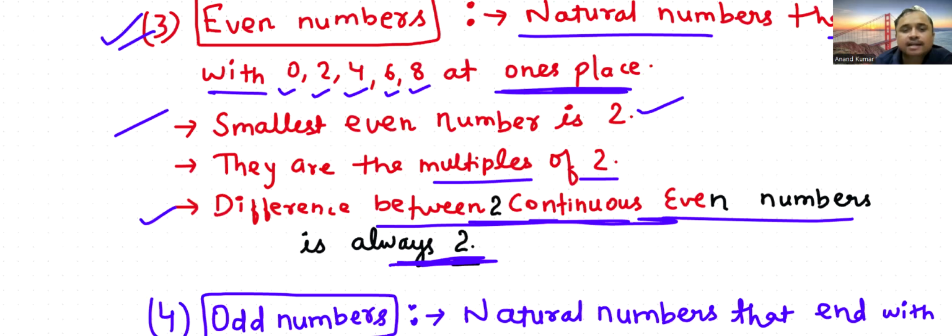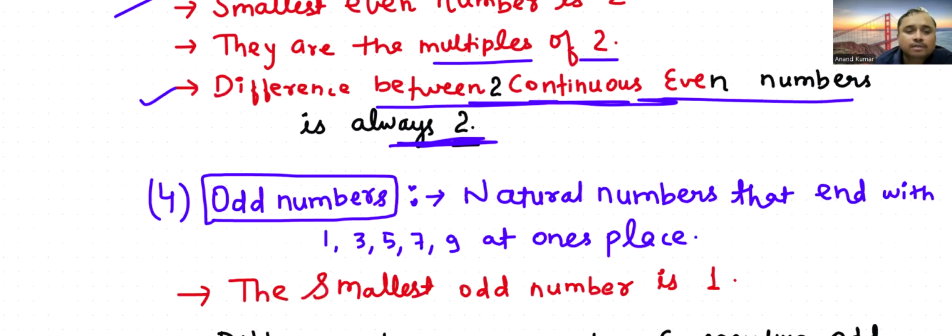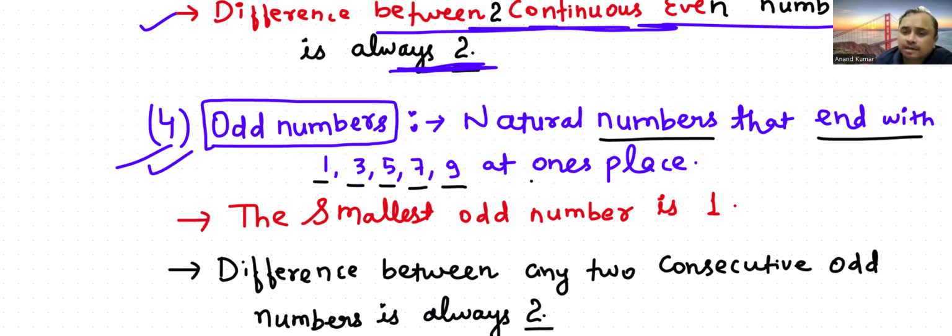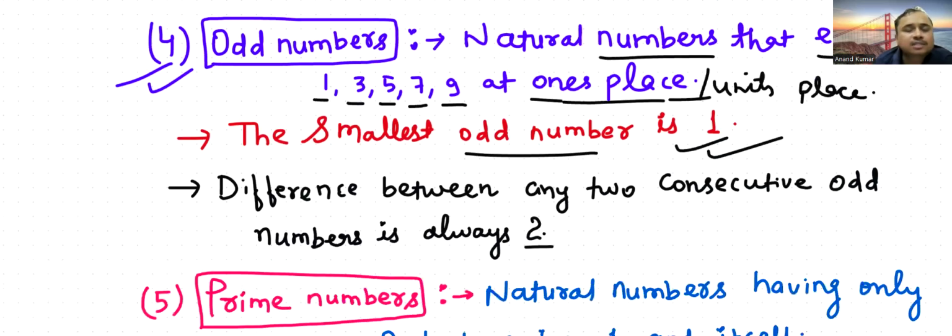Okay, the next category is odd numbers. What do odd numbers tell us? They are natural numbers first of all, and they end with digits 1, 3, 5, 7, and 9 at their ones place or units place. Both are the same thing; you can say units place or ones place. The smallest odd number is 1, and the largest odd number likewise cannot be found.